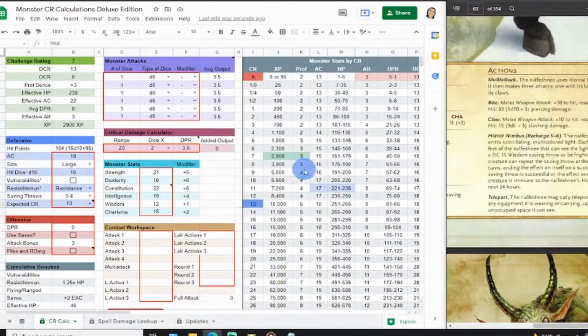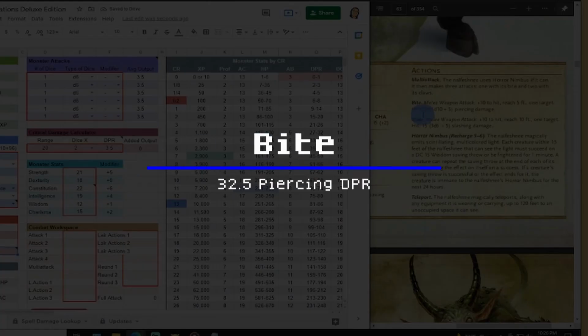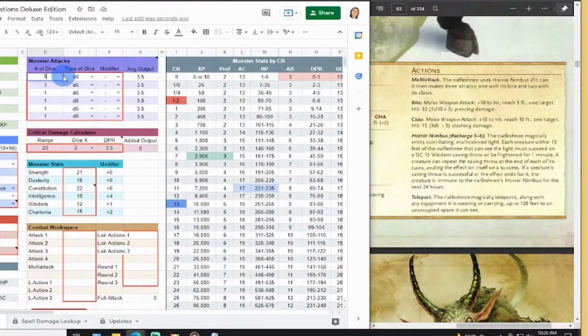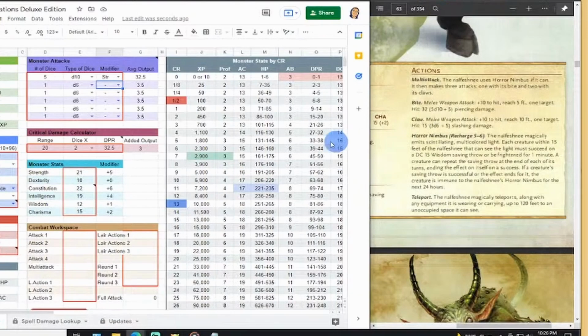Alright, so we have a +10 to hit from both its bite and its claws, so we'll go ahead and throw that in. And then we have 32 damage from its bite, coming from 5d10, so we'll throw in the 5 there. And then also adding in the strength for 32.5 points of damage, just from a bite alone. And then we move down into the claws, and we'll see that our claws are dealing 15 points of damage, coming from 3d6, and also from the strength, for 15.5 points of damage.